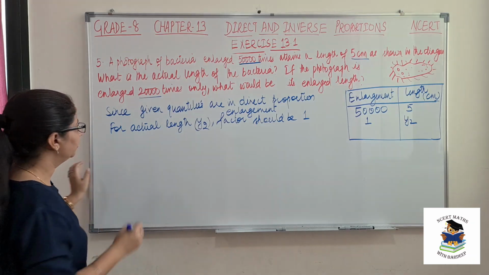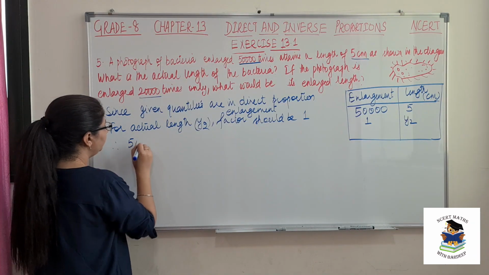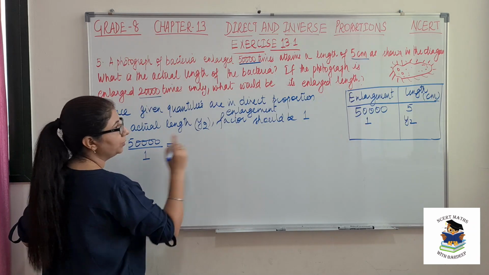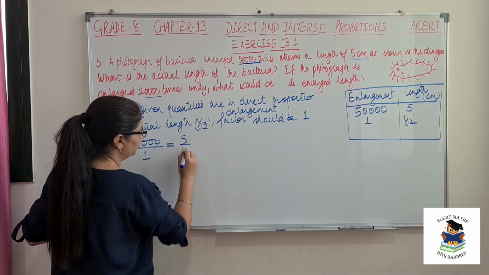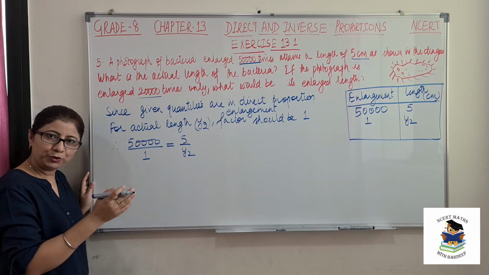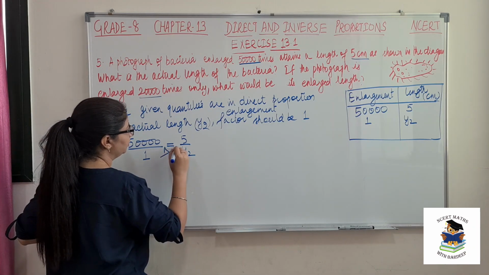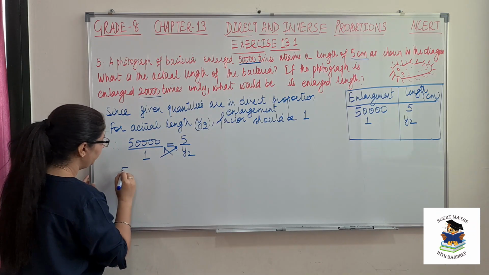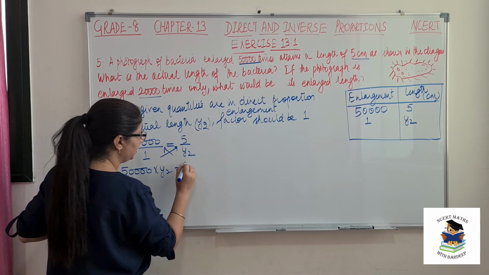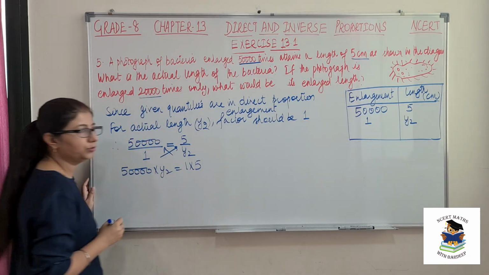Okay. So therefore 50,000 over 1 is equal to 5 over y2. Then what is our next step? We should cross multiply it. So 50,000 multiplied by y2 is equal to 1 into 5.